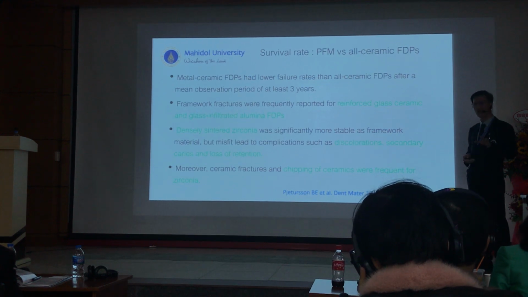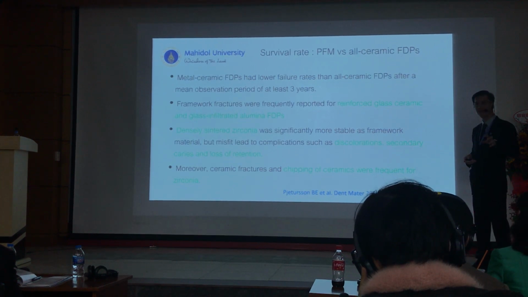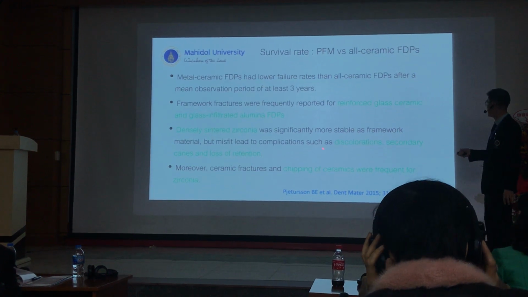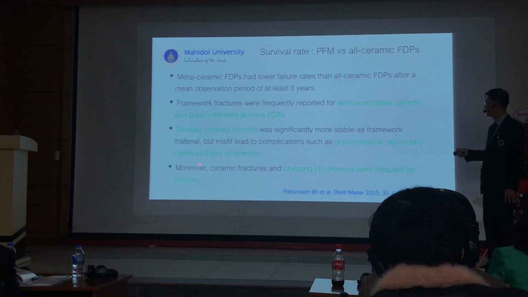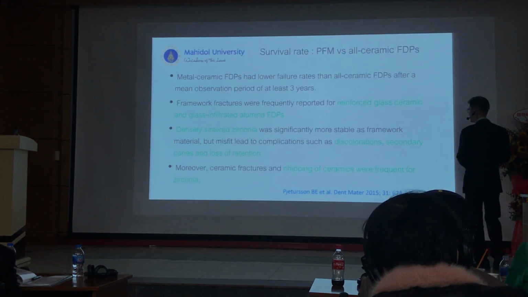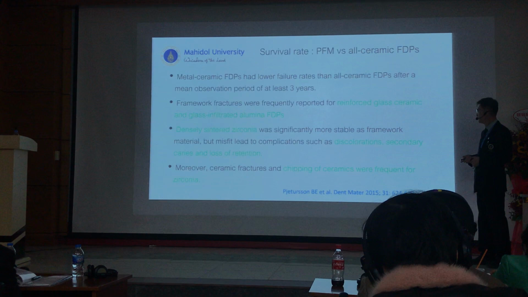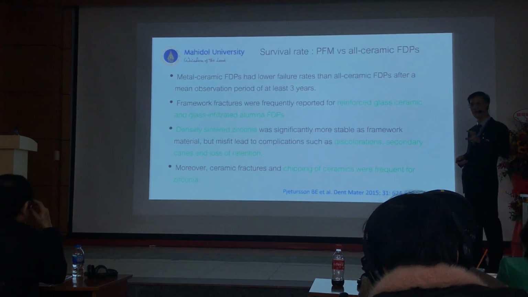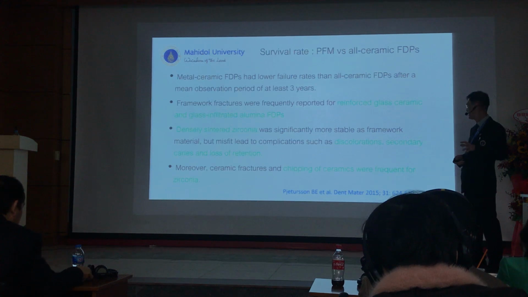But the problem of zirconia in the past was the misfit of the substructure and the tooth. That's why you're going to see discoloration or secondary caries at the margin. And finally, you're going to lose the indentation. And moreover, the ceramic fracture or chipping of the zirconia, we saw a lot of chipping in the zirconia at the beginning.